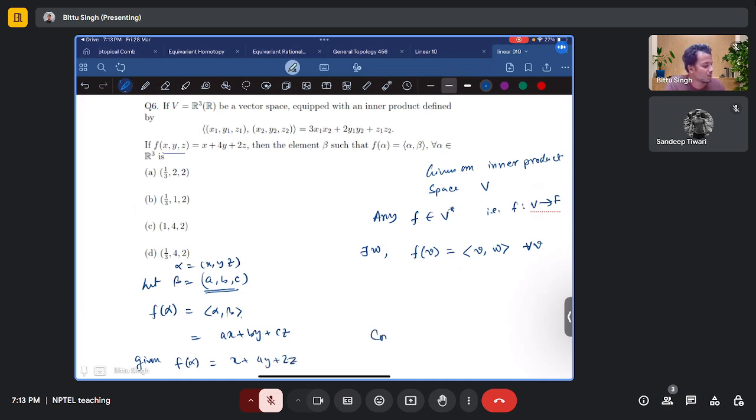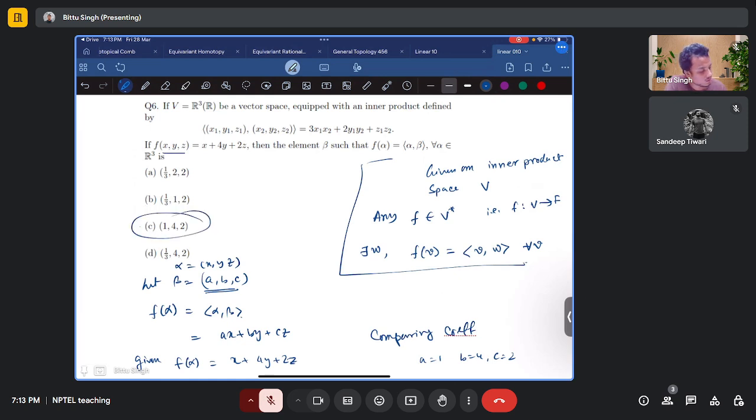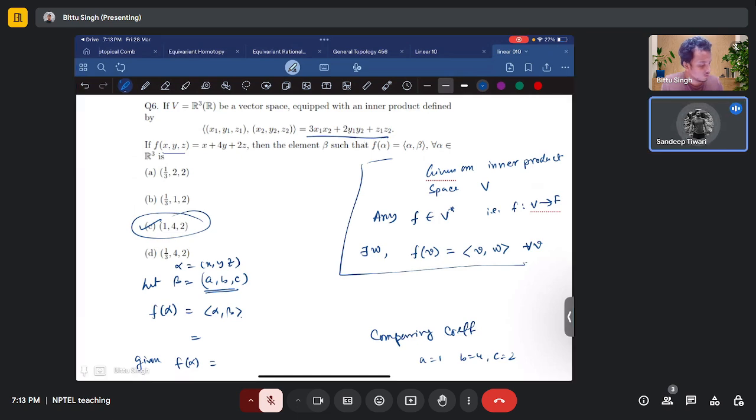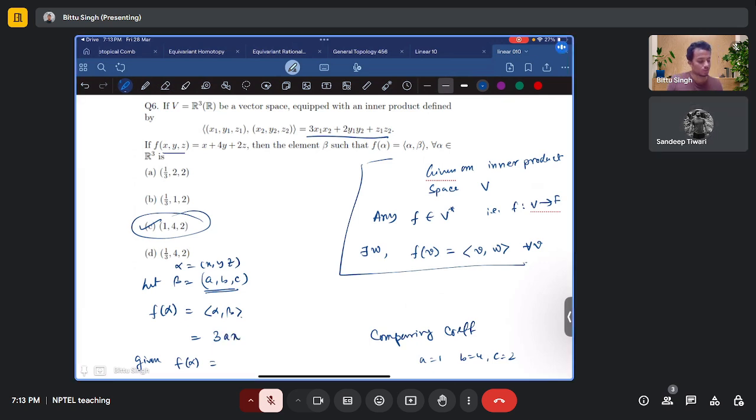Therefore, comparing coefficients, we have a equal to 1, b equal to 4, c equal to 2. So is that the correct answer? Oh, no. That inner product is actually different. Just note here the inner product is slightly different. This is true only in the case of the standard inner product. So just be careful here.